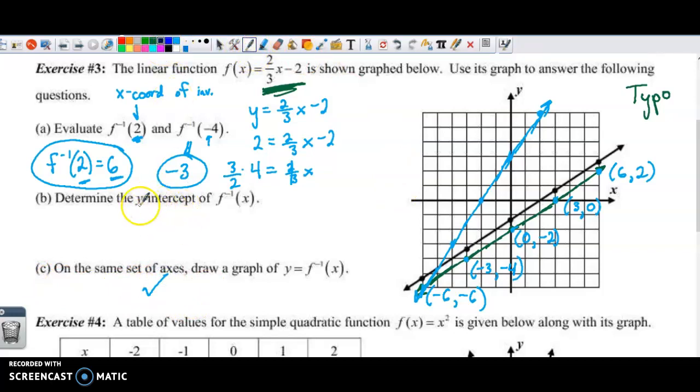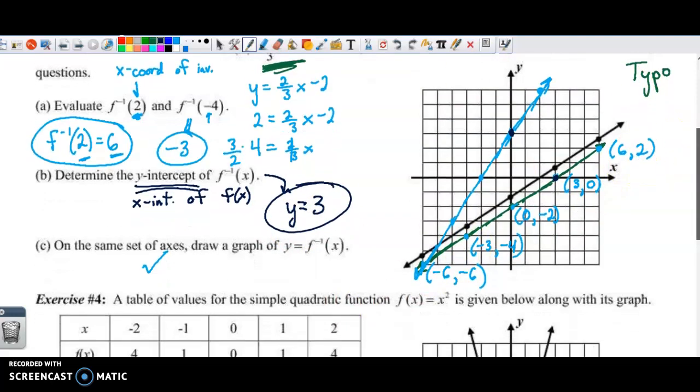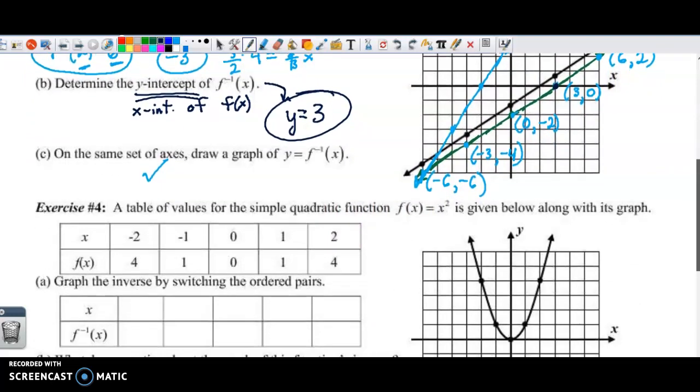And then also we can answer the y-intercept for the inverse, because as you remember, you switch x and y, so it's basically asking you for the x-intercept of f of x. Well, if the x-intercept on this problem is 3, 0, and you switch the order around, then the y-intercept of the inverse, I like to write y equals, will be y equals 3. There you go. And again, I'm sorry about that typo. If that line on there was confusing you, I should go back and delete it off.